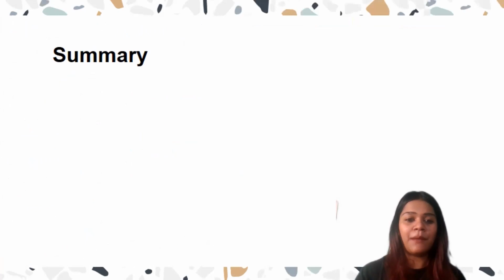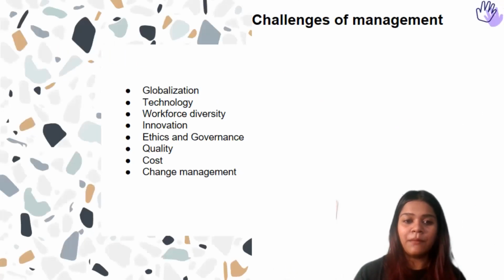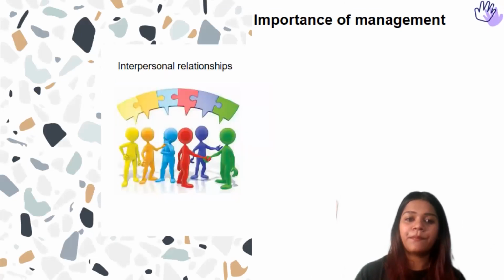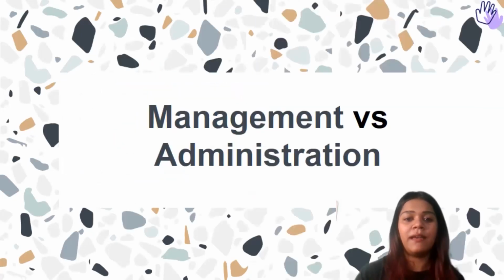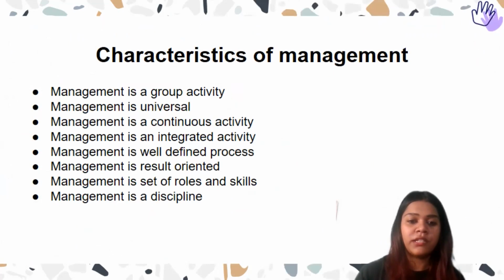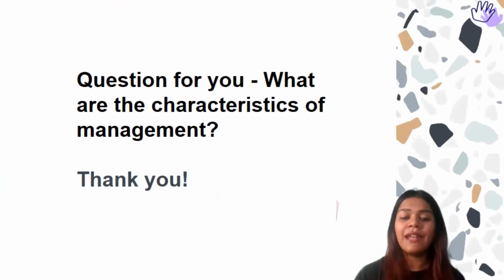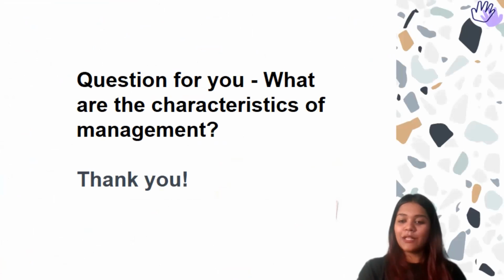So that was it for the chapter. Now I would like to summarize what we have learned previously about these challenges of management, functions, importance, and management versus administration characteristics. So that was it for today. Now I'm giving you a question: what are the characteristics of management? So think upon it and answer it. And if you're able to answer this question well, just understand that you have got this chapter completely.